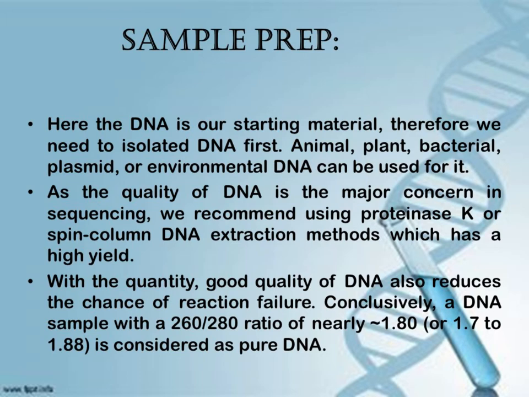Here, the DNA is our starting material, therefore we need to isolate DNA first. From animal, plant, bacterial, plasmid or environmental DNA can be used for it. As the quality of DNA is the major concern in sequencing, we recommend using proteinase K or spin column DNA extraction method, which has a high yield.